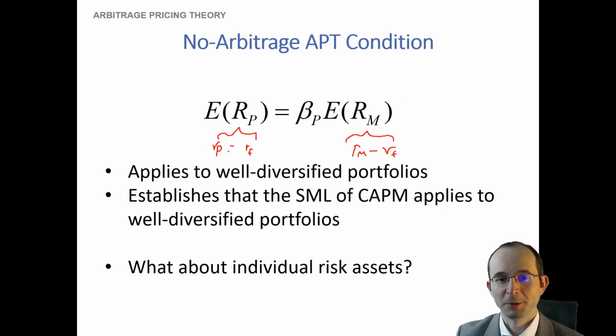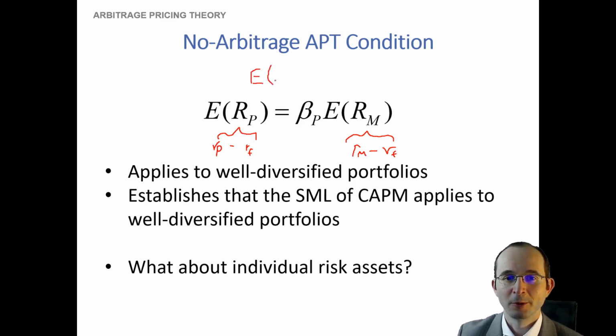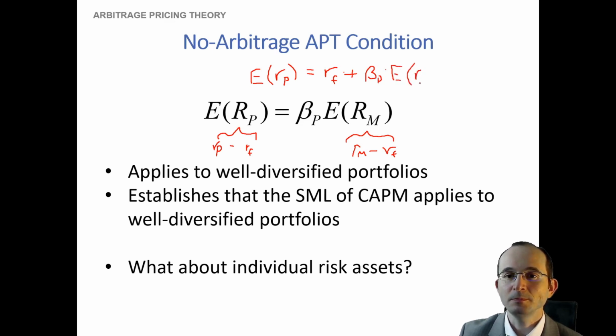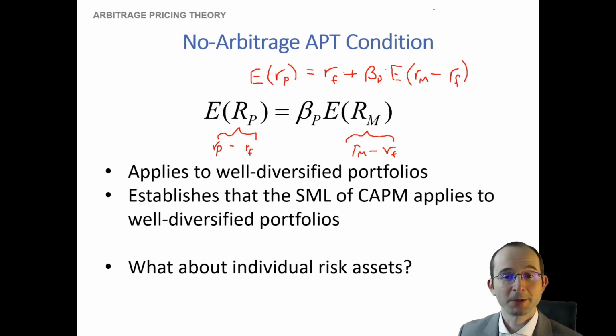And of course, if we were to simply move the risk-free rate from the left-hand side of the equation over to the right, we could also say that the expected raw return of portfolio P, for any P, is going to be the risk-free rate plus the beta of that portfolio times the expected return of the market portfolio in excess of the risk-free rate. And that is, of course, the CAPM equation.